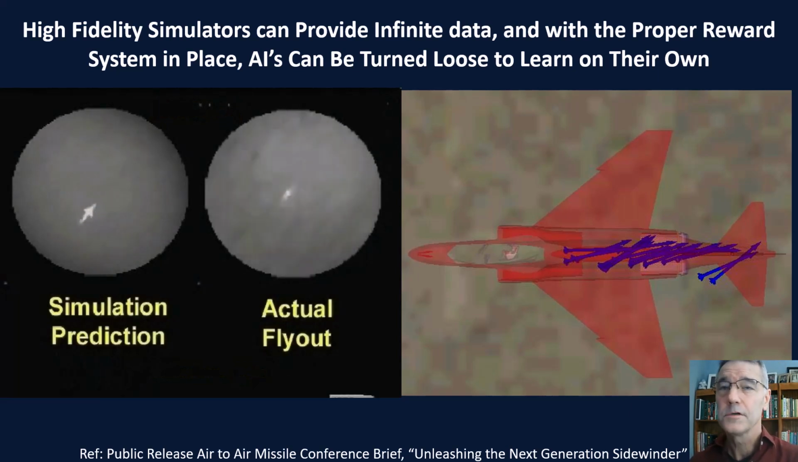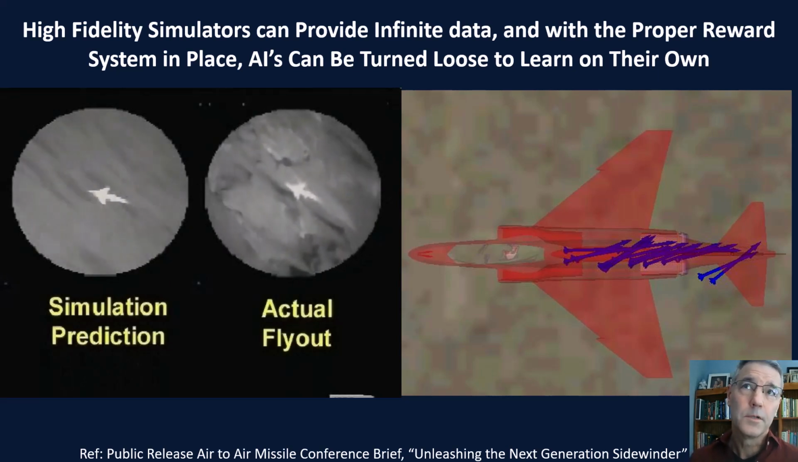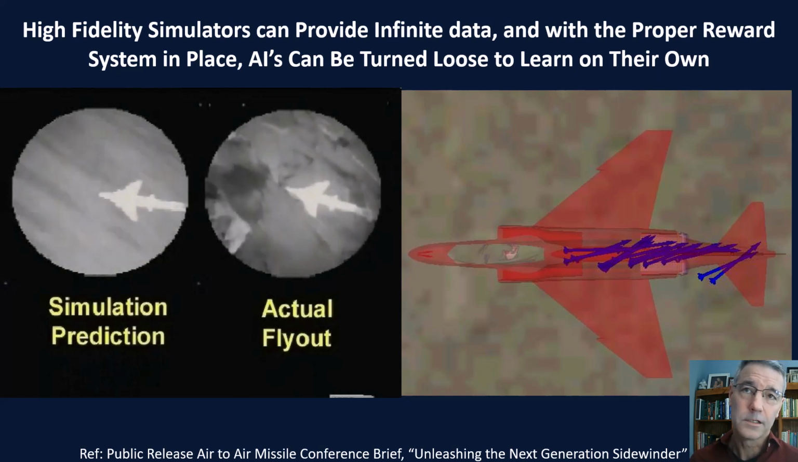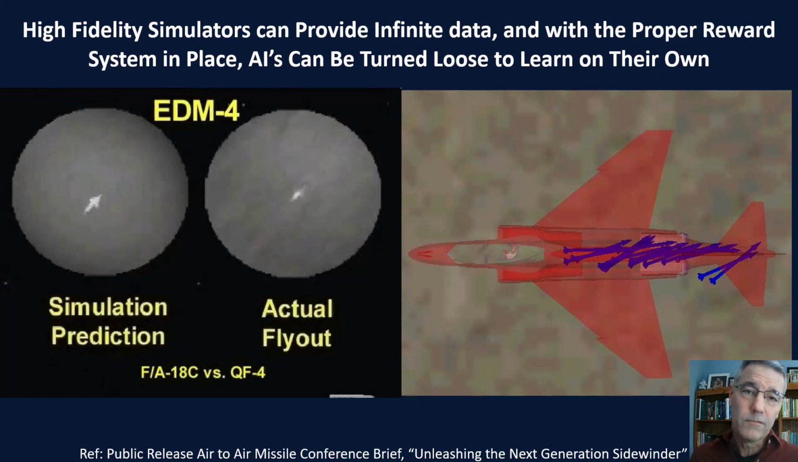This was a program I was on back two decades ago. This is AIM-9X. And on AIM-9X, we acquired a modeling and simulation suite, a pretty high-fidelity modeling and simulation suite that modeled not only the missile, but the seeker and also the environment that it flew out in. So it was a six degree of freedom model that really represented the physical world.